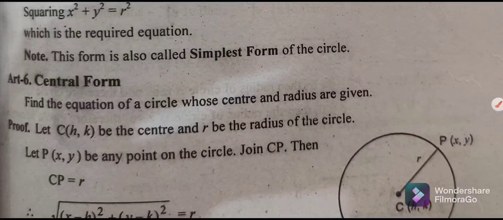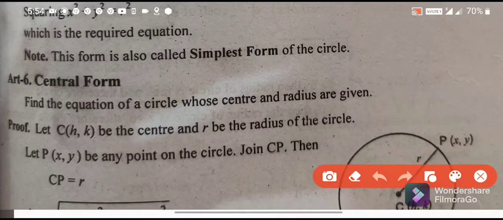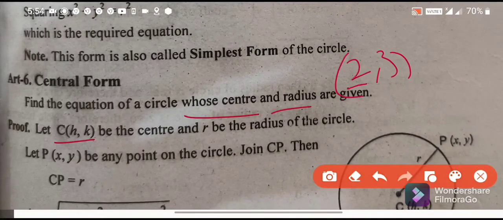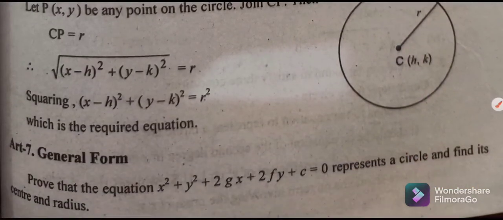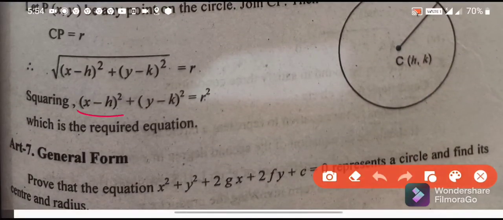Next form is central form. When center and radius are given, then this form is used. Let (h, k) be the center, like (2, 3) is the center, then h is equal to 2 and k is equal to 3. And r is the radius of the circle. Then the equation of that circle is given by: (x minus h) whole square plus (y minus k) whole square is equal to r square.